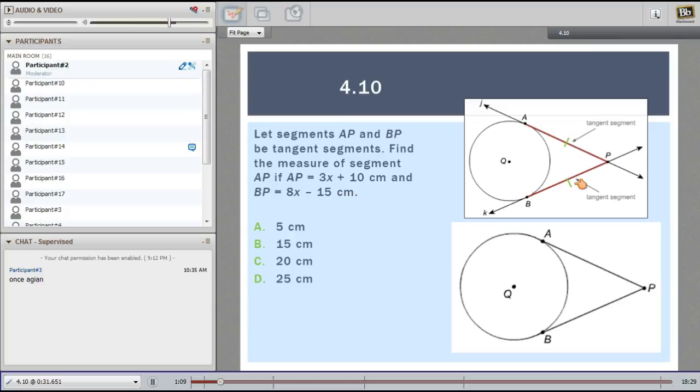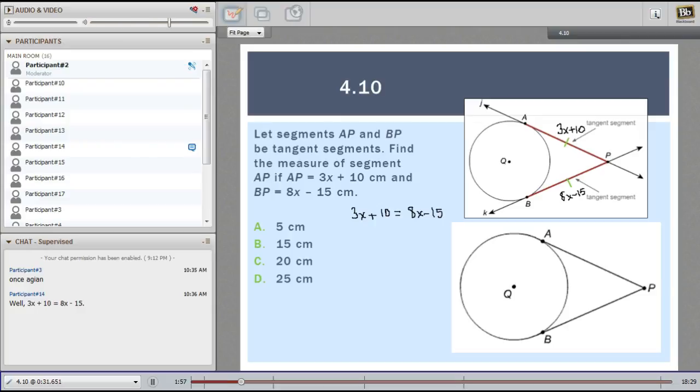So here's one thing that you'll find on that formula reference sheet. If you have two tangent segments and they intersect each other, then from the circle to the point of intersection, those two segments are going to be equal. So this one, if you realize that, is really pretty straightforward. AP is 3x plus 10, and this one's 8x minus 15. They're both tangent to the circle, and they meet at point P. All you have to do here is make them equal to each other. As long as you make that geometry connection, the algebra part's pretty straightforward. So it's just an algebra problem.